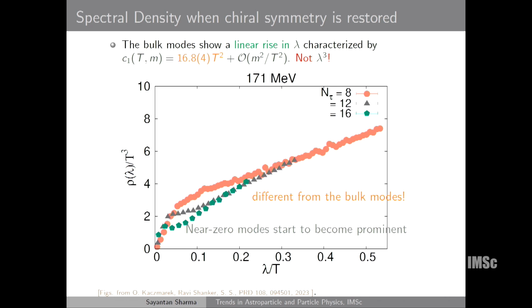So we see that the non-singlet part of chiral symmetry is not immediately restored as soon as the singlet part of the chiral symmetry is restored, whenever the chiral symmetry is restored. So this restoration happens at a different temperature.